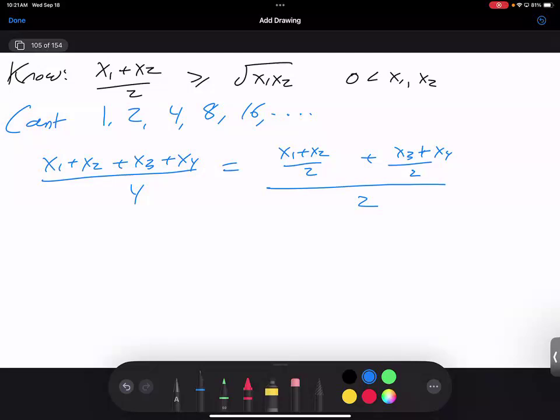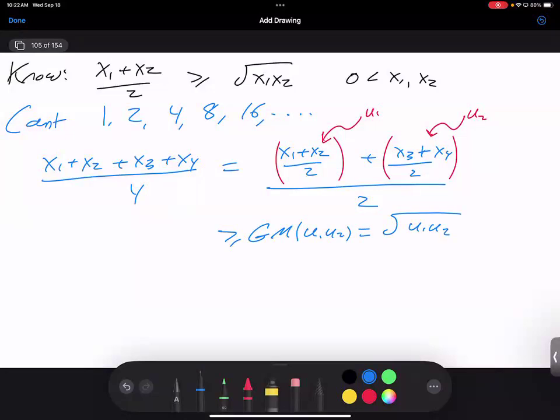So that's just algebra at this point. Now, what do I know about the arithmetic mean of these two numbers? I have my two numbers. If you want, think of this as U1, think of this as U2. What do we know about the arithmetic mean of U1 and U2? Nope, other way. Sorry, it's greater than the geometric. So this is going to be greater than or equal to the geometric mean of U1, U2, which is the square root of U1 U2. So that's going to be the square root of (x1 + x2)/2 times (x3 + x4)/2.